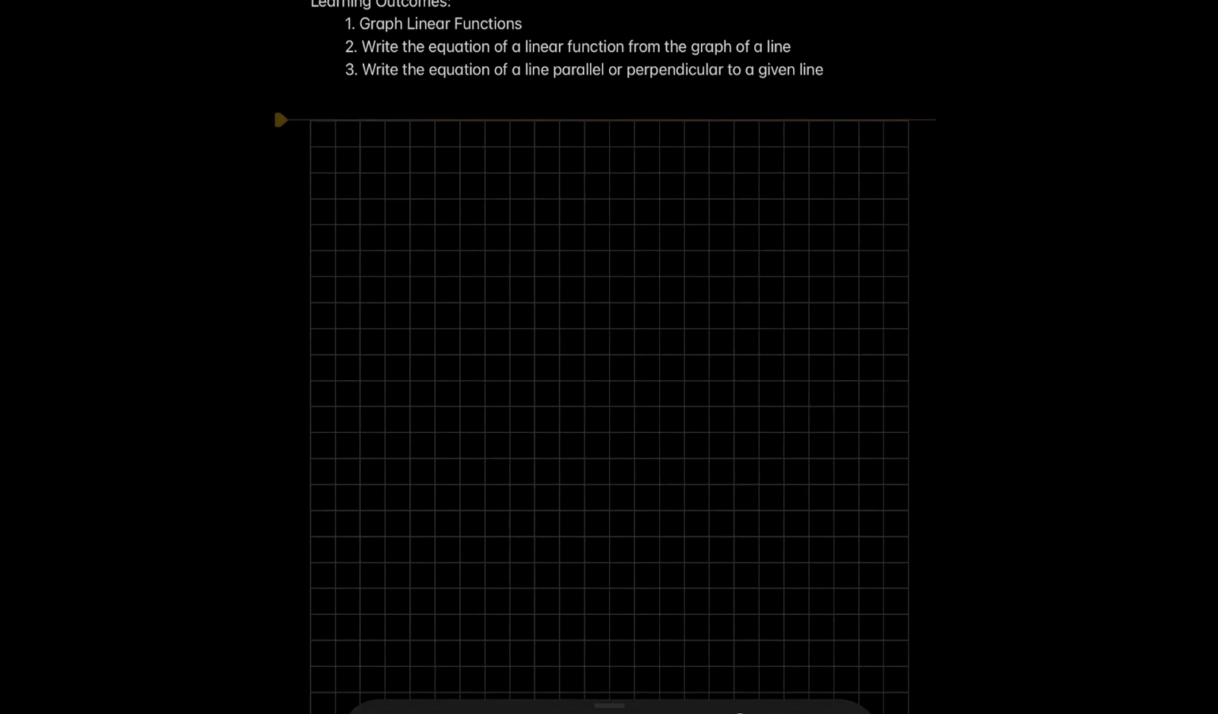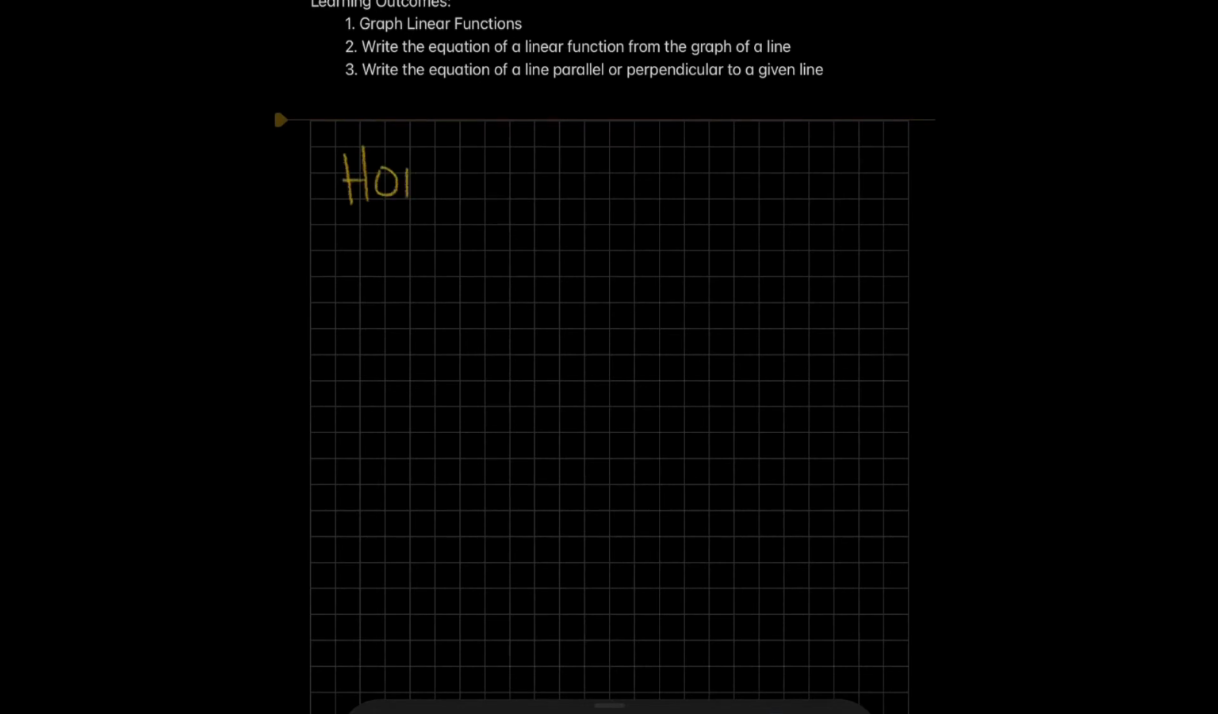So in the first video, we graphed linear functions in two ways. In the second video, we wrote the equation of a linear function given the graph of a line. And in this video, we're going to write the equations of lines parallel or perpendicular to given lines. I'm also going to talk to you a little bit about horizontal and vertical lines.